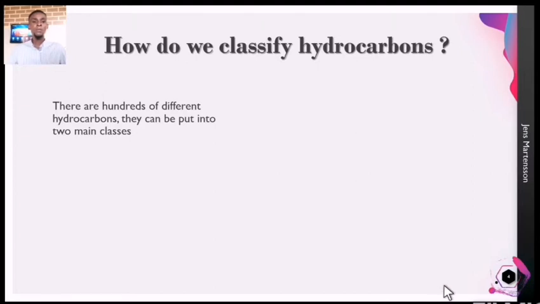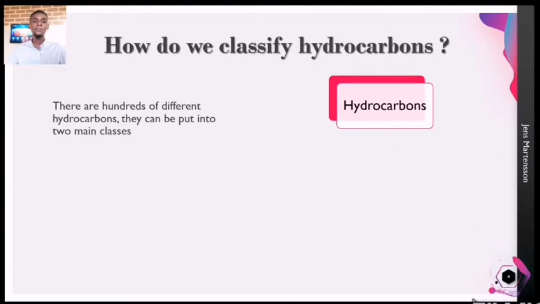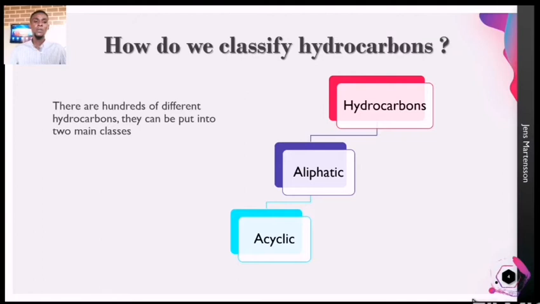I'm going to keep it simple so that you understand it. So, classification of hydrocarbons. The first class of hydrocarbons we have is the aliphatic hydrocarbon, the first arm. And under the aliphatic hydrocarbon, we have the acyclic and we have the cyclic. So this is the first arm of classification of hydrocarbon.